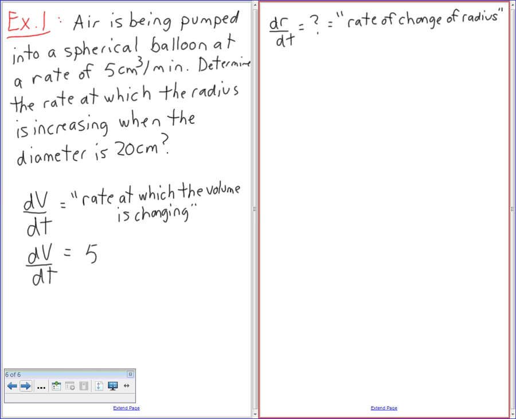There's one other piece of information. What else do we know about this question? There's one more thing we know. We can get the equation in a second, but before that, one other piece of information: the diameter is 20 centimeters. What does that mean my radius is? Good. So my radius is going to be 10.